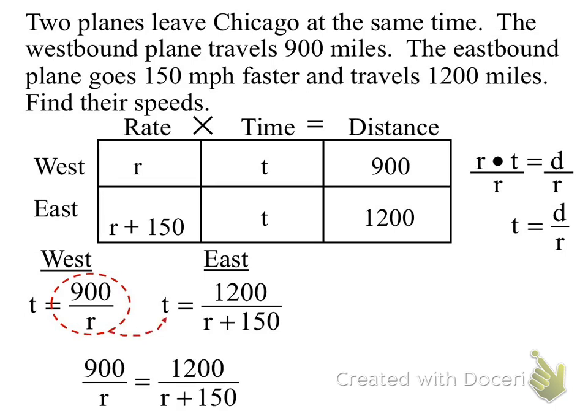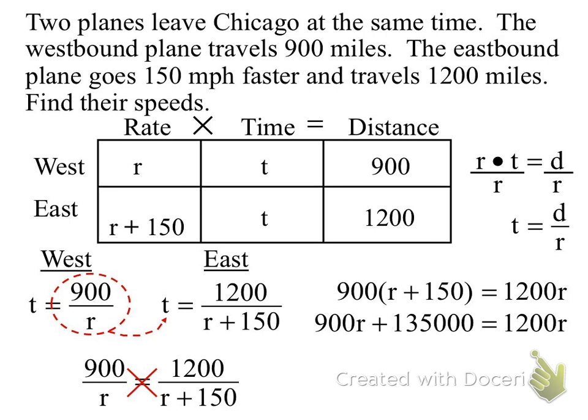Isn't that the same? And neater. Okay, we're going to distribute. We get 900R plus 135,000 equals 1,200R. Subtract the 900R, divide out 300 on both sides, and we get 450 is equal to R. So the west travels how fast? West travels, yep, 450 miles per hour. And the east?